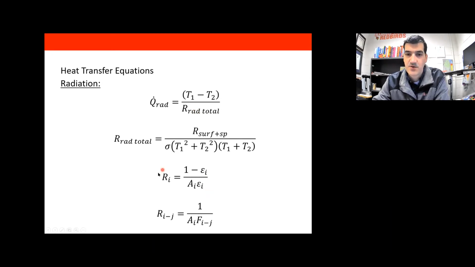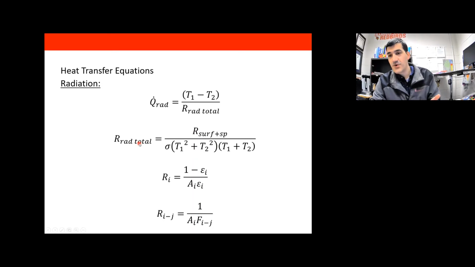Here is your surface resistance for a body. Here is your space resistance from one body to another body. You combine those in series to form your surface plus space resistance. That's this term right here. And then to get R rad total, the total radiation thermal resistance, you use this equation right here.